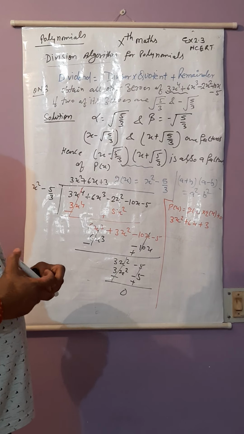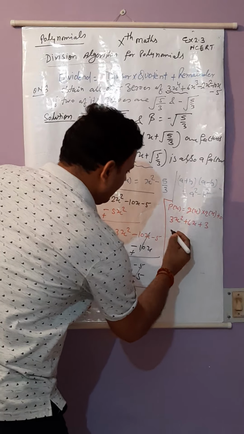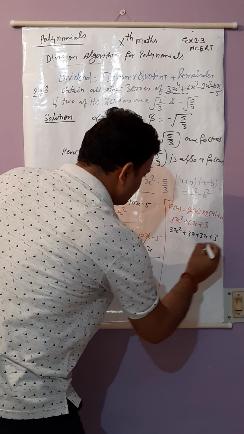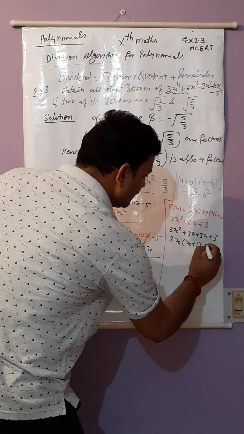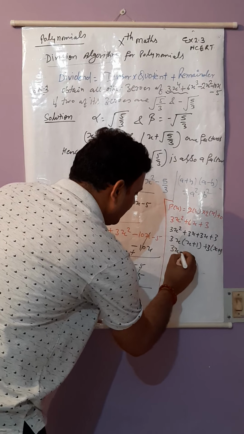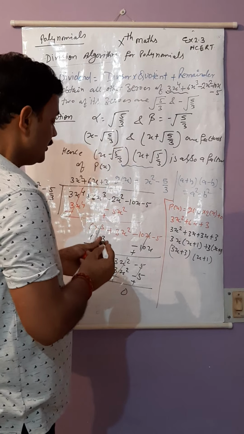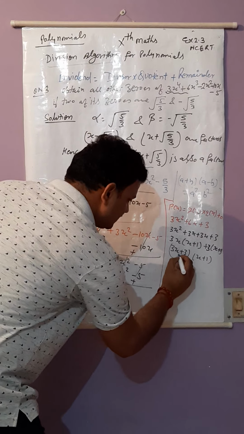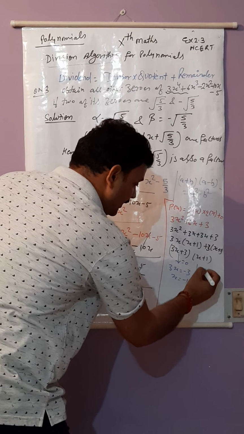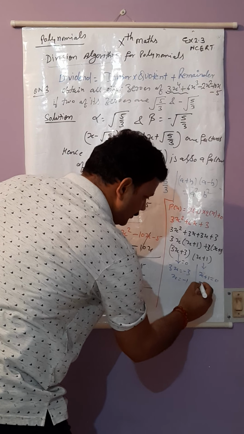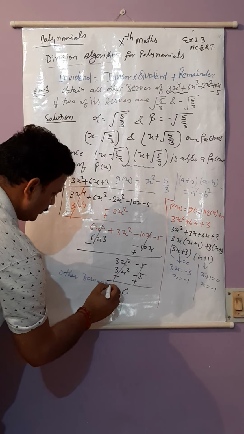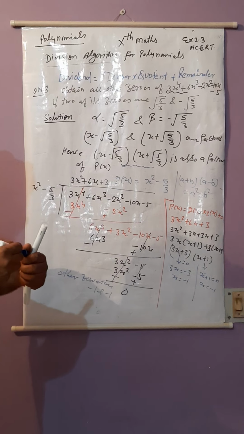So 3 is common, we can take it out here. 3 we can take as common, 9, 3 plus 3 this is 6, so 3x² plus 3x plus 3x plus 3. So 3x common, x plus 1, plus 1 common, 3 common, x plus 1. So from here either this is 0, 3x plus 3, or x plus 1. So either this is 0 or this is 0. When this is equal to 0, 3x is equal to minus 3, x is equal to minus 1. Similarly from here, when x plus 1 is equal to 0, x is equal to minus 1. So the other zeros are minus 1 and minus 1. This is the answer.